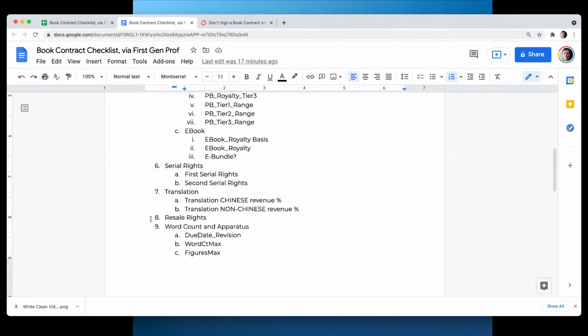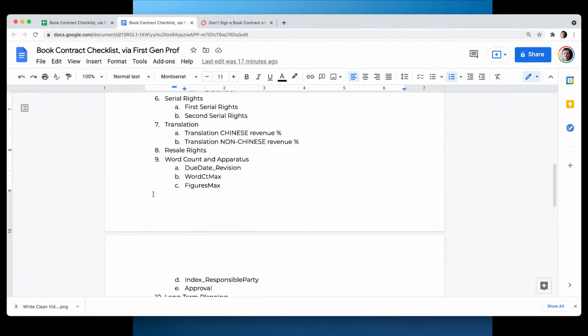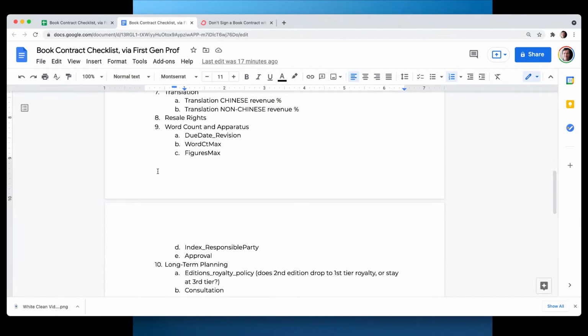And then we're kind of almost at the end here. These last two portions are important, but they don't have so much to do with royalties and things of that nature. One has to do with the book itself. Things like, when is it going to be due? What is the maximum word count? What is the maximum number of figures, that is images or maps or drawings or whatever, that I can include in the book?